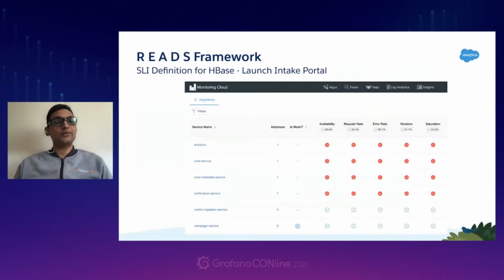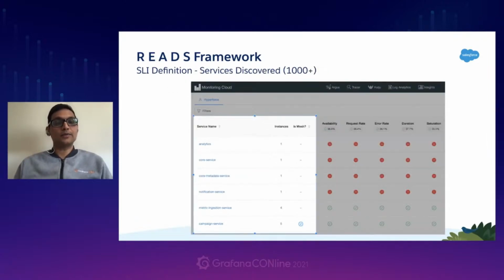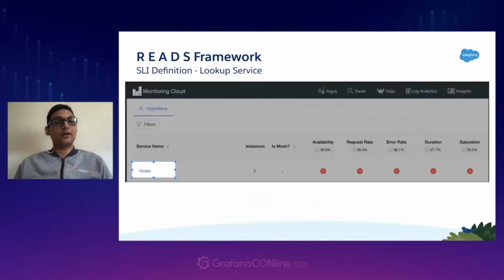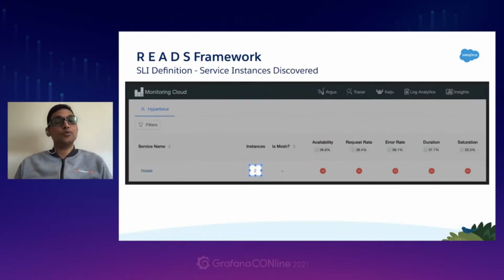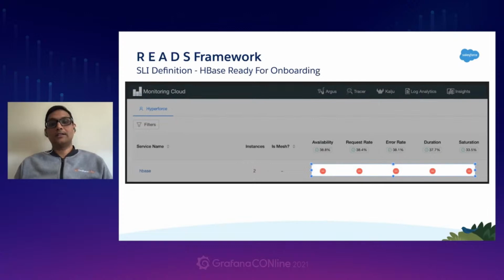Let's see how our service owners define an SLI using our Reads framework. As soon as they launch our intake portal, they can see that our system has discovered all the services, around 1,000 plus again in number, and their service instances. Now they navigate to their own service. Let's say I'm taking an example of HBase here. Now they see that there are two instances our system has discovered for HBase. Now at this point, we can safely assume that HBase is ready to onboard reads. And then they see that the SLIs are yet to be onboarded.